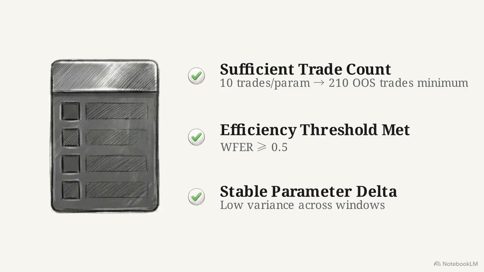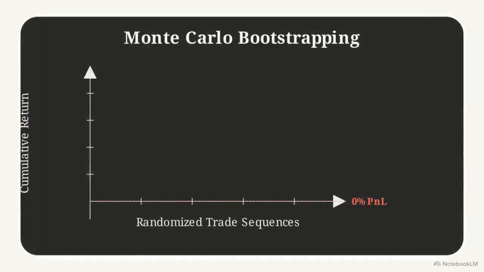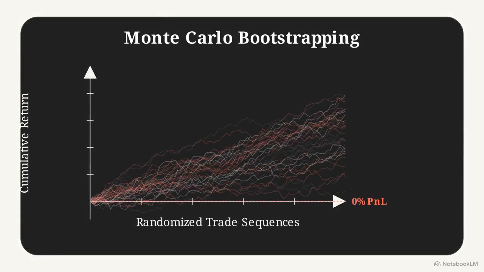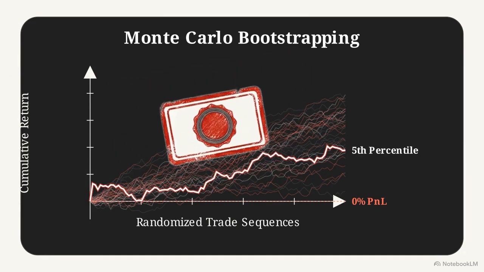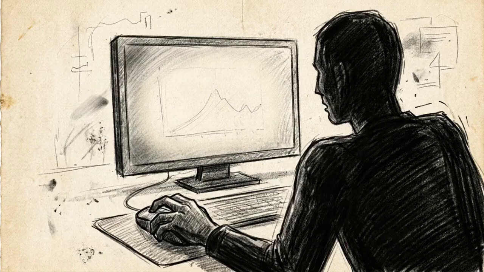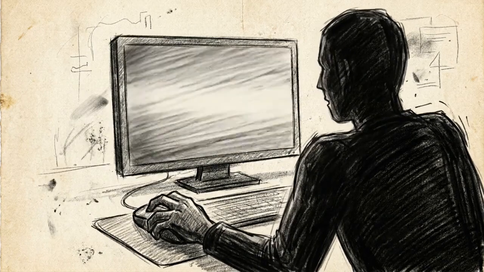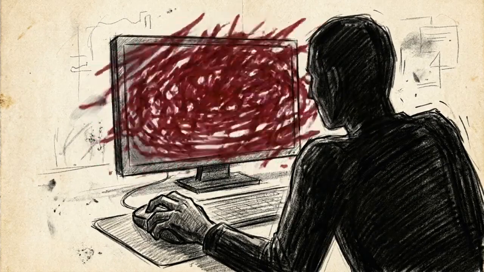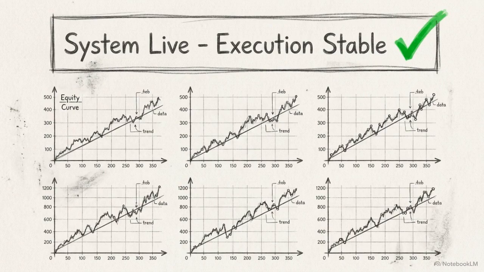The final safeguard is Monte Carlo bootstrapping, which we apply to the aggregate out-of-sample returns. We shuffle the trade sequences thousands of times. If the bottom 5th percentile of those results is still profitable, the strategy passes. A beautiful, flawless backtest curve is easy to engineer, but it offers absolutely no protection in a live market. Only strategies that maintain efficiency across multiple, non-overlapping testing windows are genuinely worthy of live capital. Everything else is just curve fitting.